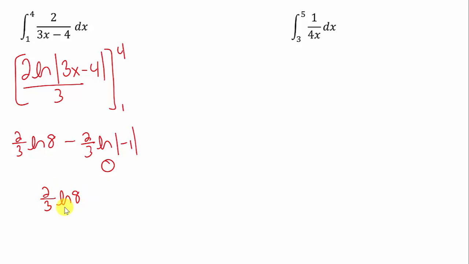And I could leave it like that as an exact answer. I could get a decimal, which is 1.39. I could use rules of natural logarithms to rewrite this a little bit if I wanted to match something up, but either one is fine, unless specified, of course.